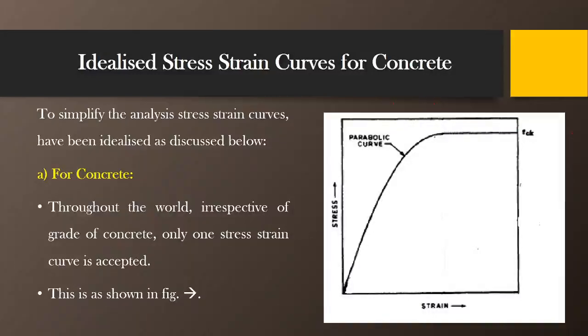The strength at which we obtain this peak point is called the yield point or yield stress, and normally this is denoted by fck, that is the characteristic strength of that concrete.